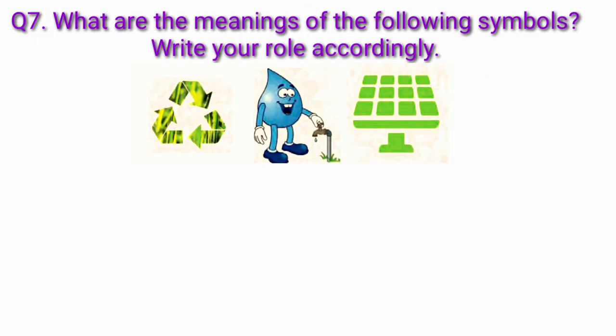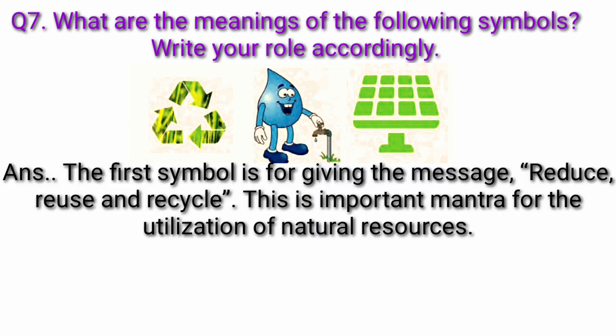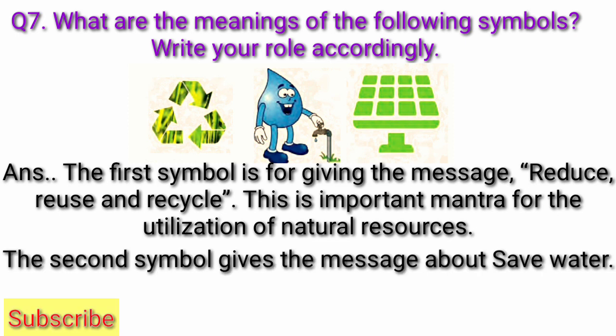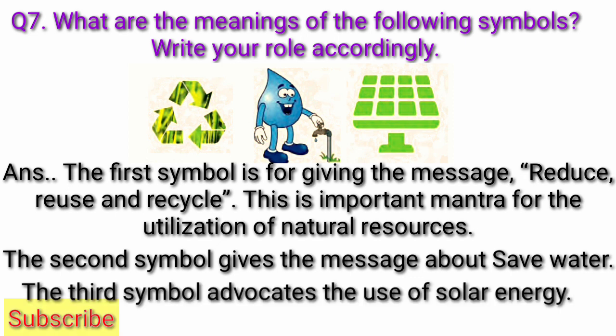Question 7. What are the meanings of the following symbols? Write your role accordingly. Answer. The first symbol is for giving the message reduce, reuse and recycle. This is an important mantra for the utilization of natural resources. The second symbol gives the message about saving water. The third symbol advocates the use of solar energy.